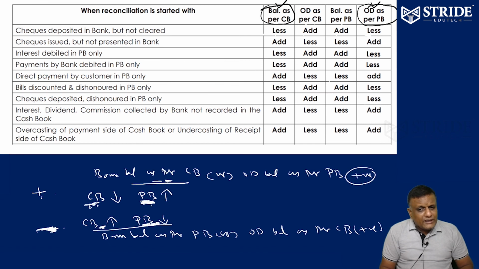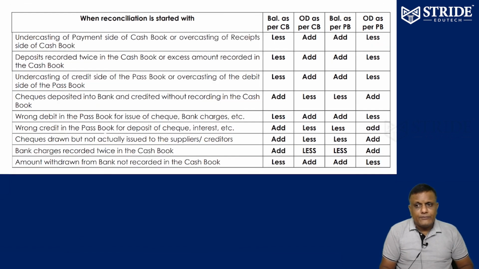Your passbook shows a higher balance. Therefore, add. Reverse case, you have to list.